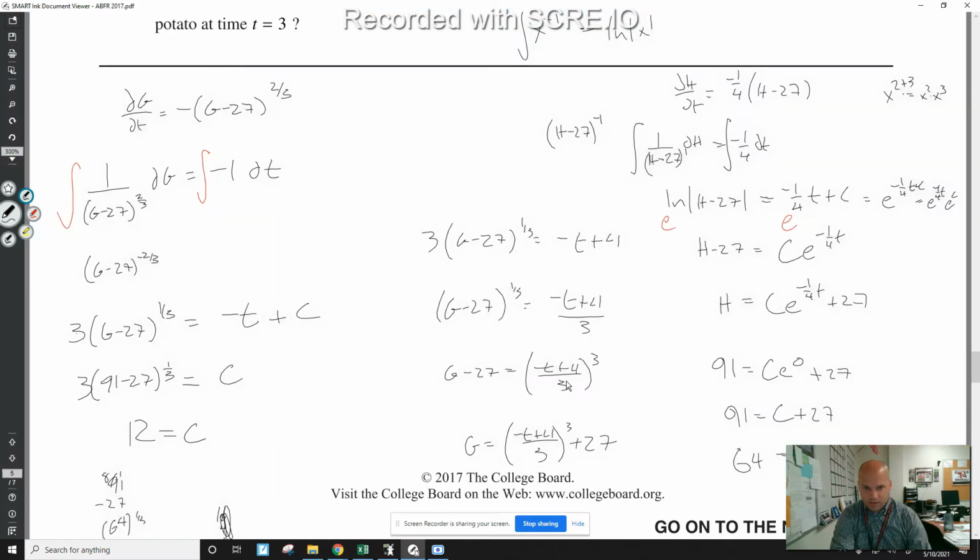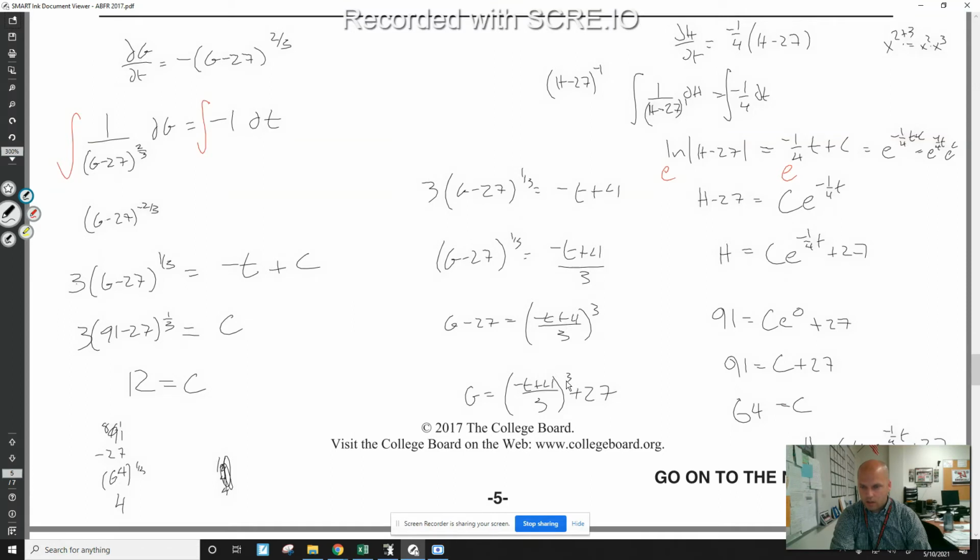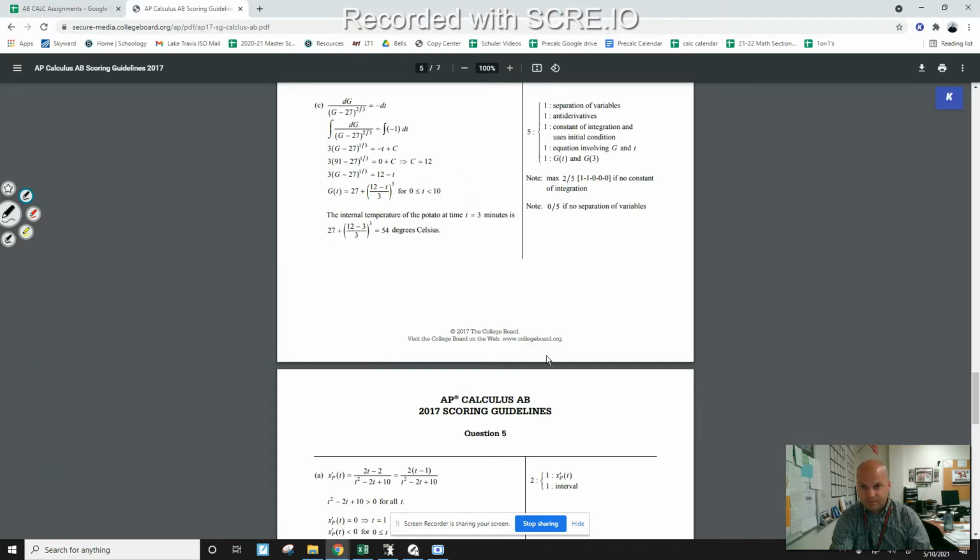Actually, they did 12 minus t. Why is it 4? Why do I have 4? I made a mistake. 12 is c. Why did I put 4? I was thinking about dividing. I was dividing 12 already by 3. I don't know why I did that. Sorry, guys. I would have gotten 4 out of 5 points if I did that. Okay, so negative t plus 12 over 3.